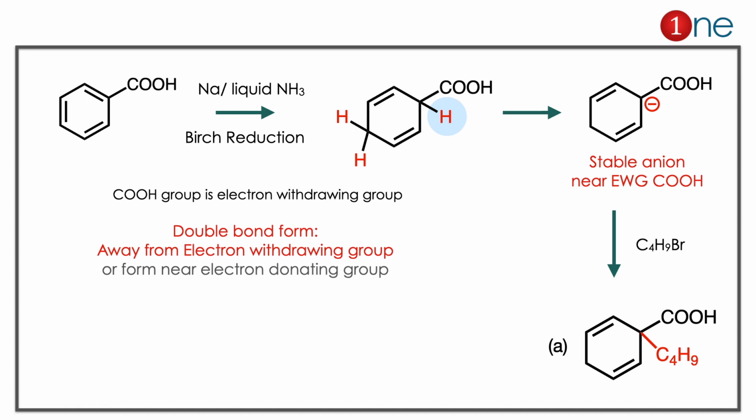Here the concepts you have to learn is, in Birch reduction, the double bond is formed near the electron donating group. Second thing is proton abstraction happens in the way that a stable anion is formed.